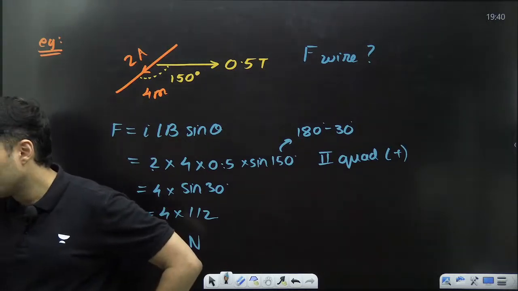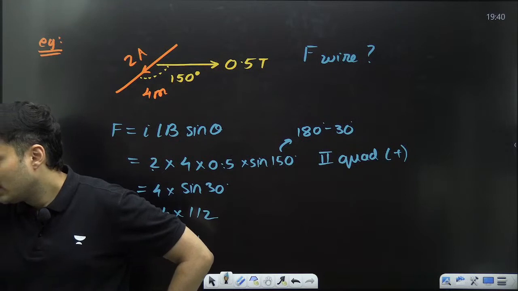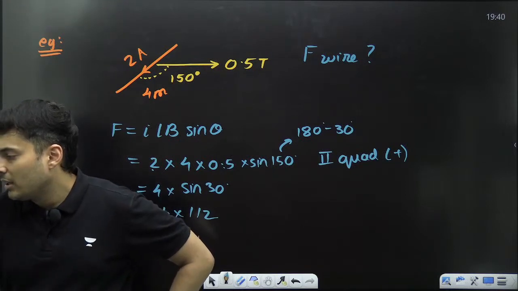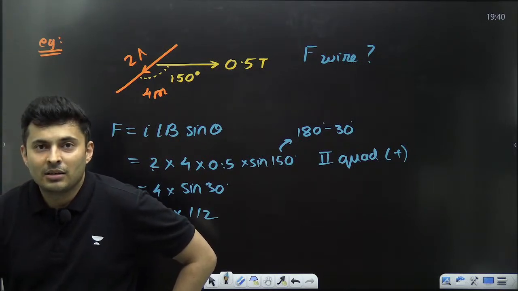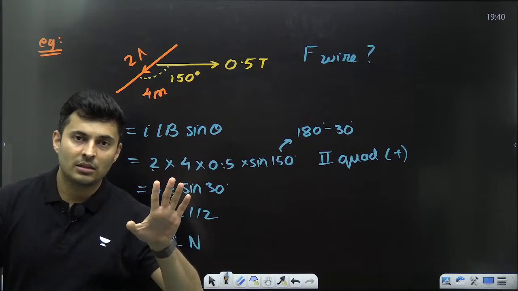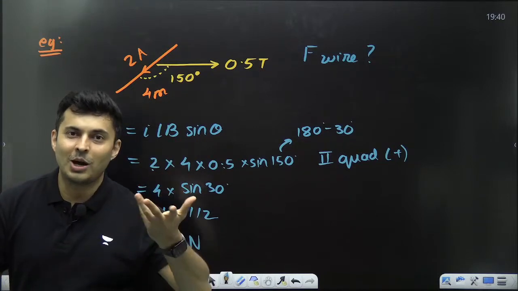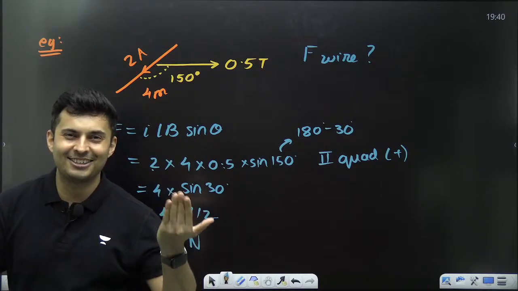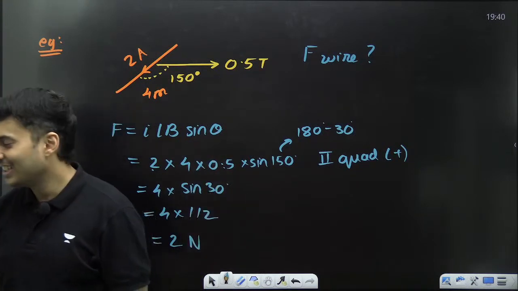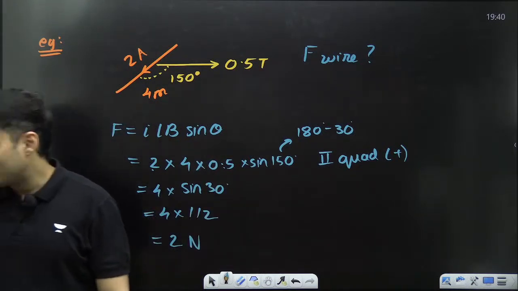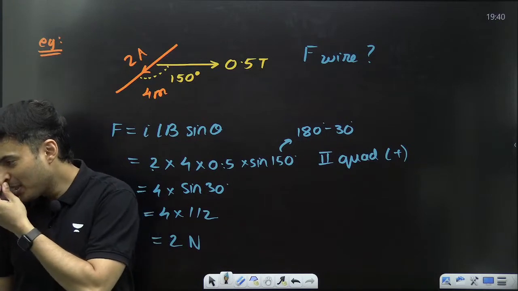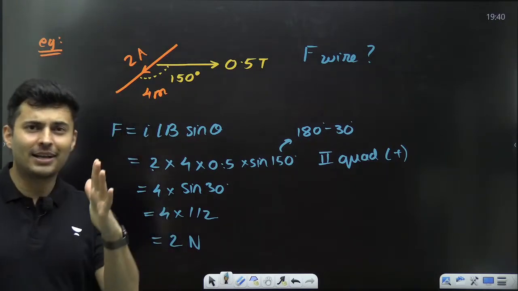The answer is 2 newtons. Yeah, I hope this is clear. Even if you take it in radian, what difference does it make? Sine 60 is the same as sine pi by 3, no? How does it matter whether you write it in radian or degree? It won't matter over here, right? So, yep, that's the correct answer. I hope this is very, very clear.